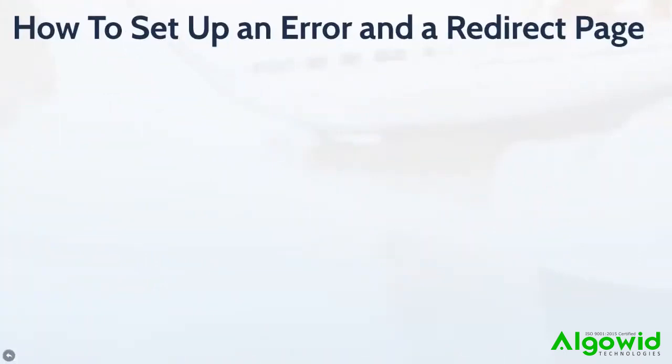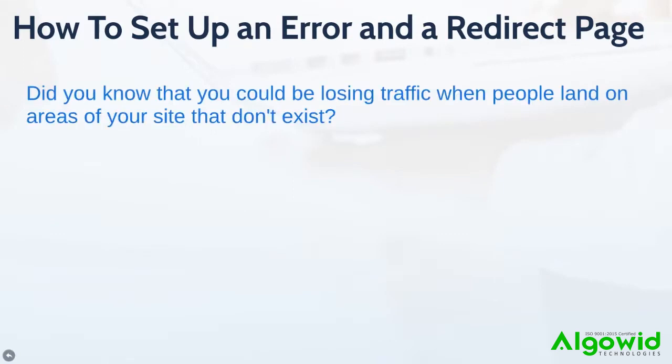Welcome to video number 6, and in this particular video we're going to talk about how to set up an error and redirect page. So did you know that you could be losing traffic when people land on certain areas of your website that don't exist? In other words, over the years of maintaining your website, you'll have pages and elements, videos, zip files, whatever, that will disappear on your website. What will happen over the years is they will be indexed by Google, and if somebody clicks on that through Google and they come to your website, it will lead to what we call a 404 error page.